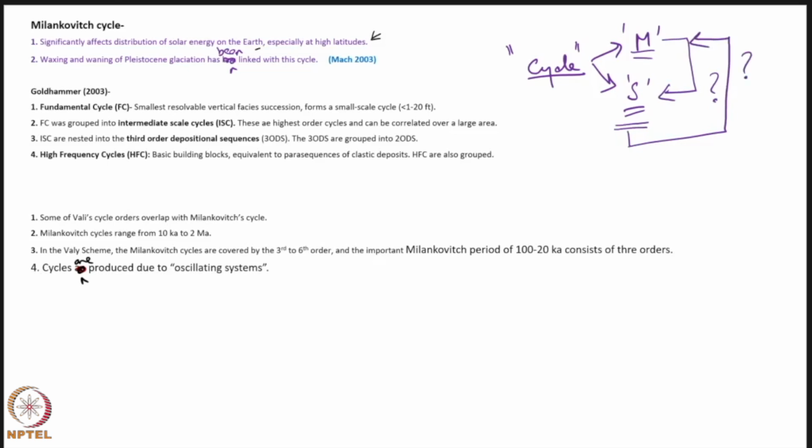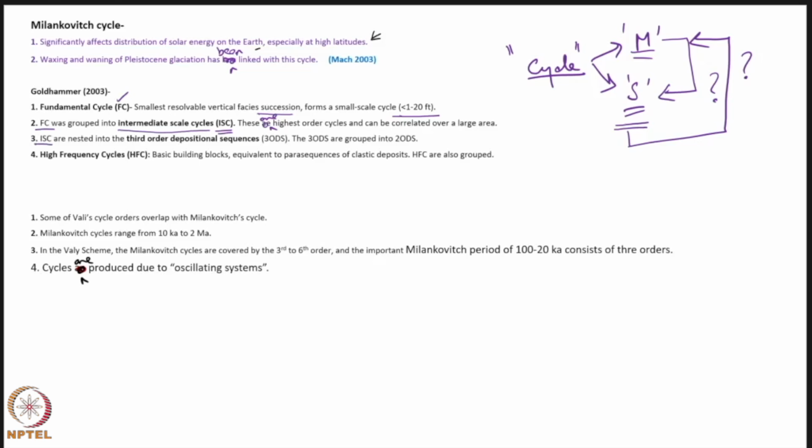A few definitions. The fundamental cycle, FC, is the smallest resolvable vertical facies succession formed at a small scale cycle, and the succession can be less than 1 to 20 feet. So, we are here talking about the rock record. FC or the fundamental cycle can be grouped into intermediate scale cycles. These are the highest order cycles and can be correlated over a large area.